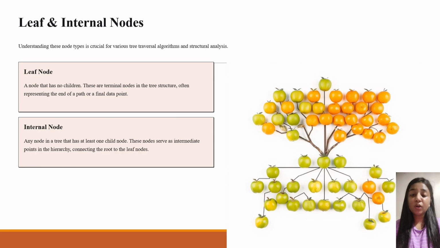Leaf and internal nodes. A leaf node has no children. It's the endpoint of a path. An internal node has at least one child. Example, in a decision tree for a quiz, each final answer is a leaf. The questions you ask along the way are internal nodes.